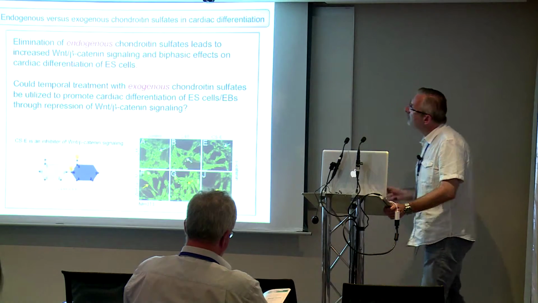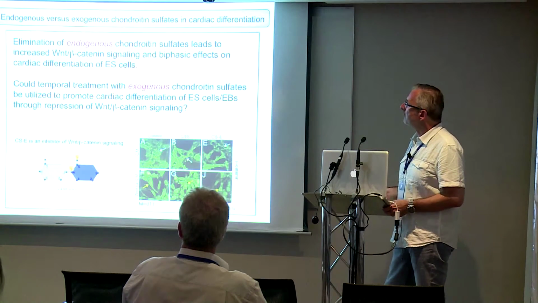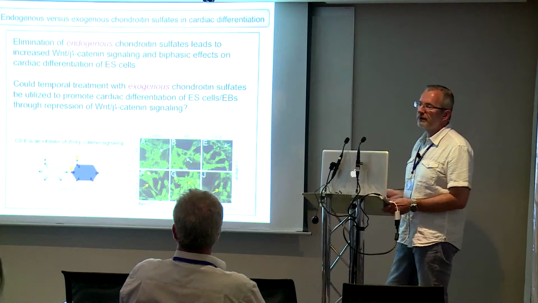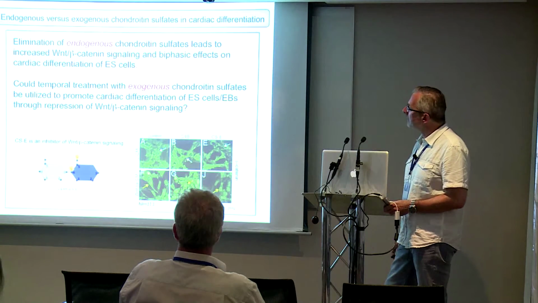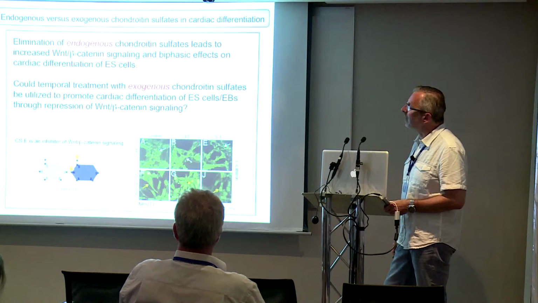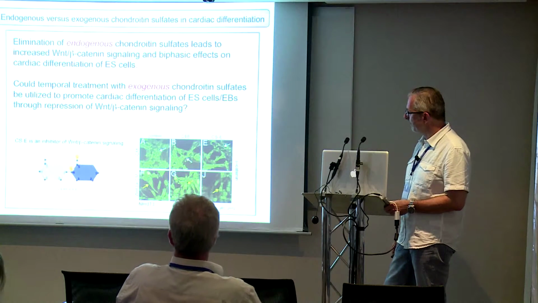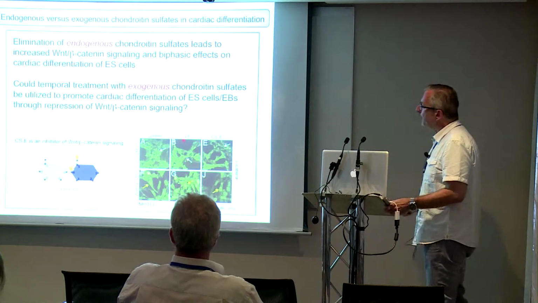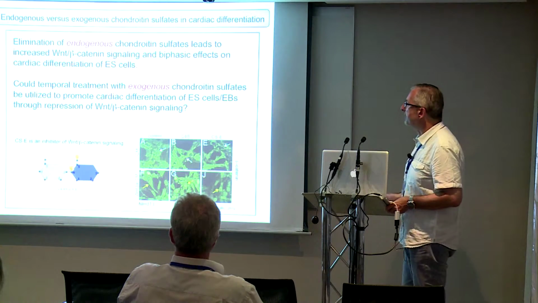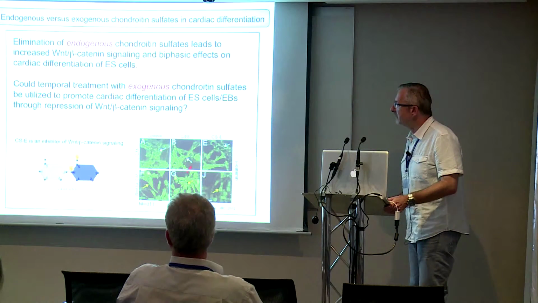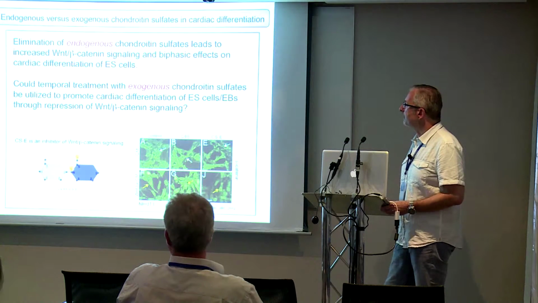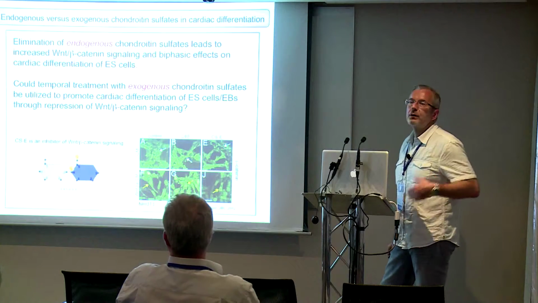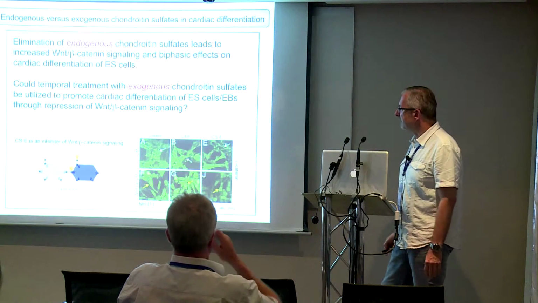Okay. So far I showed you that elimination of endogenous chondroitin sulfate by chondroitinase ABC digestion leads to increased Wnt beta-catenin signaling and has a biphasic effect on cardiac differentiation of ES cells. So we wanted to go further and ask, could a temporal treatment with exogenous chondroitin sulfates be utilized as a treatment to promote cardiac differentiation of ES cells through the repression of Wnt beta-catenin signaling?